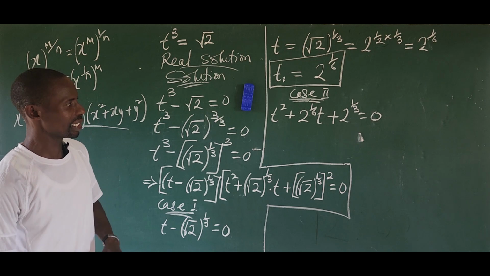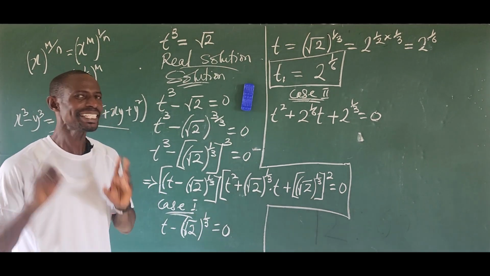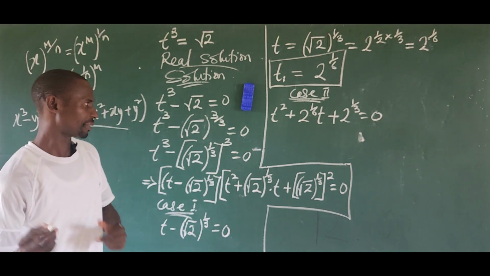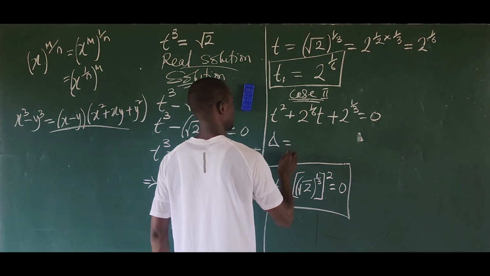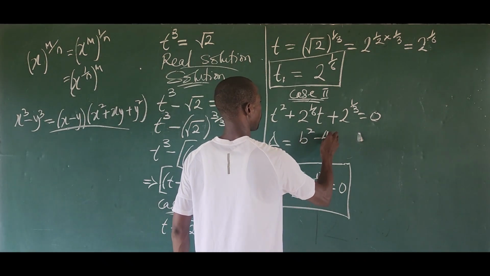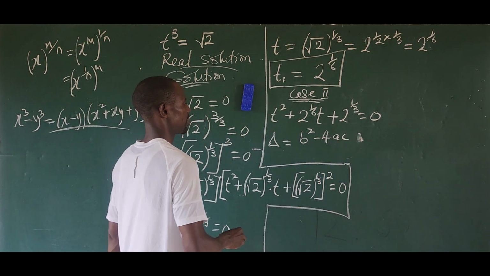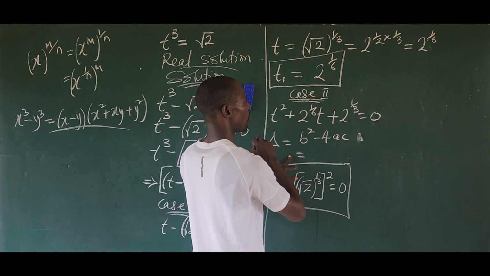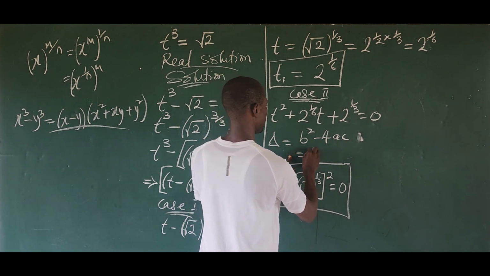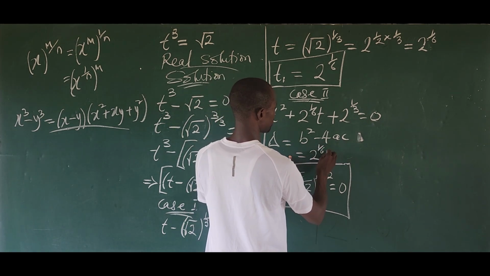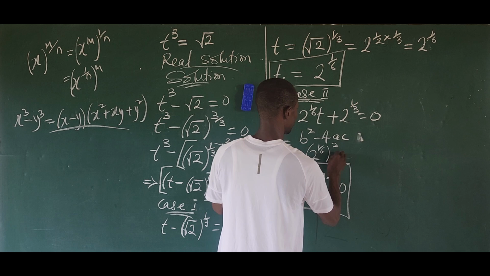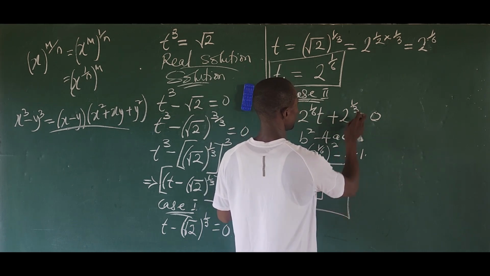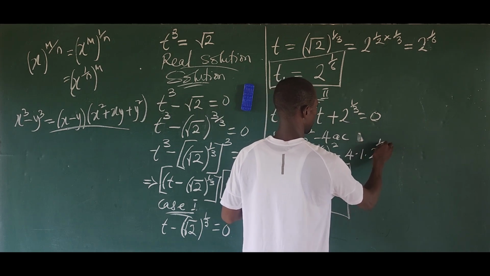Now, this is a quadratic equation, right? Good. But let's check if we are going to get a real solution from here. How do we check that? Let's use our determinant, which is equal to b squared minus 4ac, right? So let's substitute. What is our b here? Our b is 2 to the power of 1 all over 6. So we have here 2 to the power of 1 all over 6 all raised to power 2, then minus 4 times our a, which is 1, times our c, which is 2 to the power of 1 all over 3.